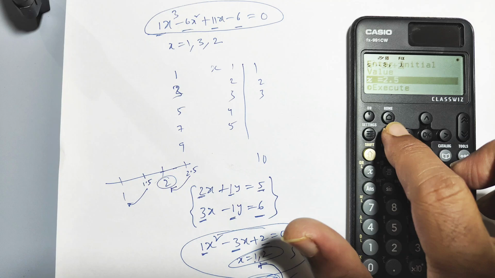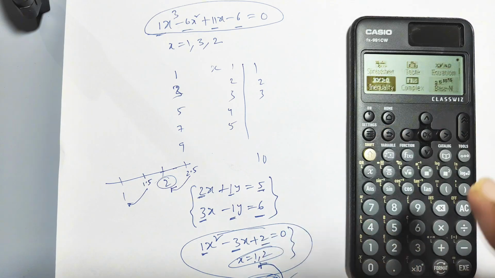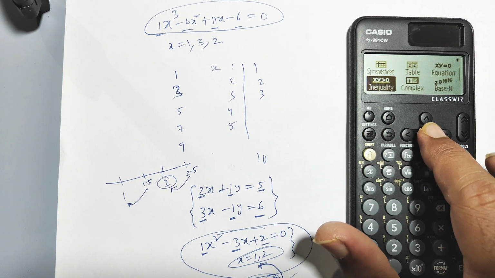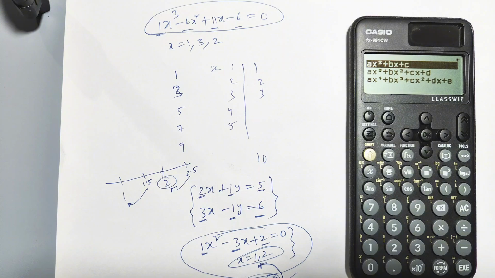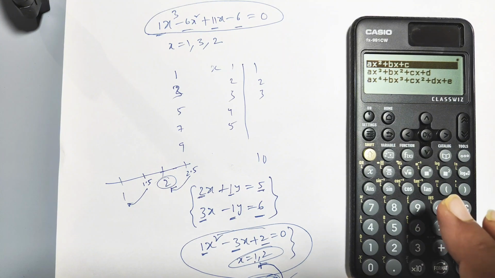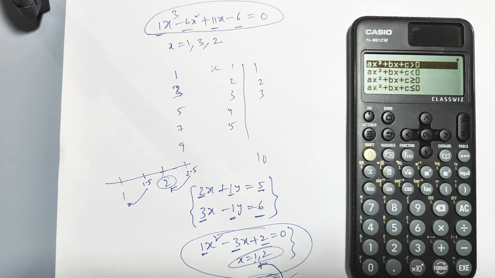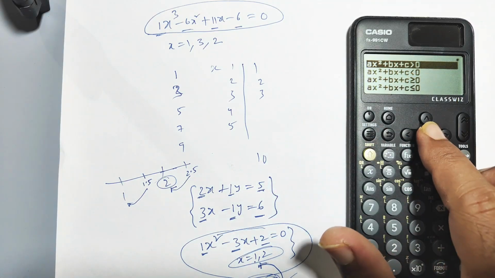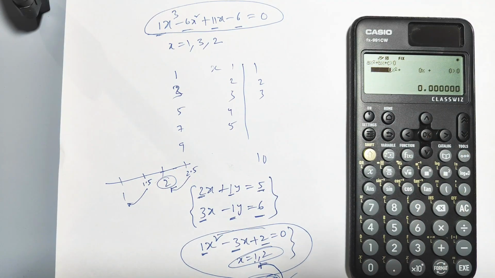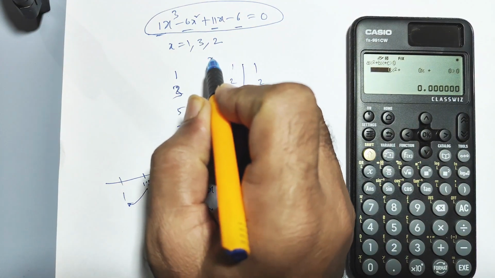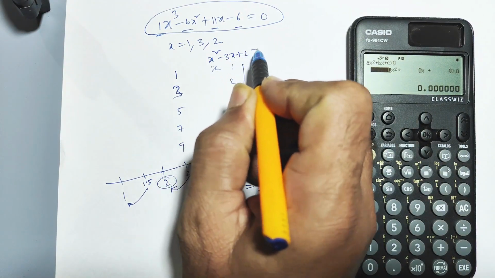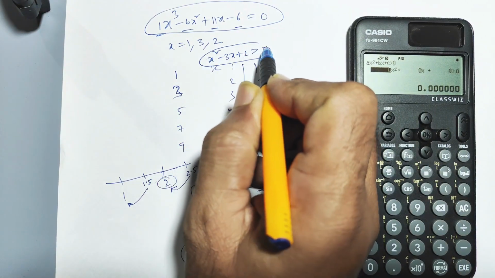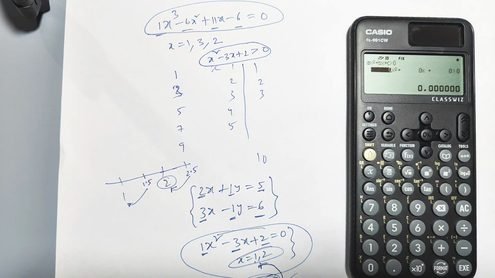And come back now. Next it is inequality. So when you press OK, it again asks for quadratic, cubic or fourth degree. So press quadratic. The inequality is like ax square plus bx plus c is greater than 0. Suppose we have x square minus 3x plus 2 is greater than 0 as the inequality that we need to solve. Right?